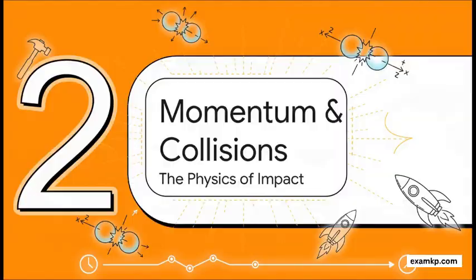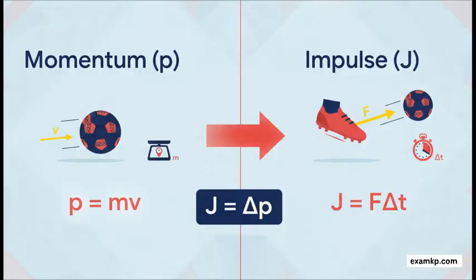So here we have two absolutely critical ideas. First, momentum. We use the letter P for it, and it's just the mass of an object multiplied by its velocity. It's kind of like a measure of how much oomph or motion something has. Then you have impulse, J. Think of impulse as the impact of a force over time. It's calculated as force times the time it acts. And here is the golden connection you must never forget. Impulse is what causes a change in momentum. So impulse equals the change in momentum. J equals delta P.